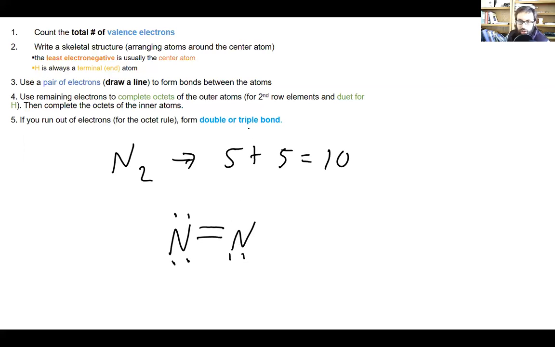I'm going to have to form a triple bond. So I'm going to erase this lone pair and turn that lone pair into a bond. Now let's do the counting. I have 6 in the triple bond and 1 lone pair. That's 8, octet rule satisfied. And I have 6 in the triple bond and 1 lone pair, that's 8 for this nitrogen. So nitrogen has a triple bond.